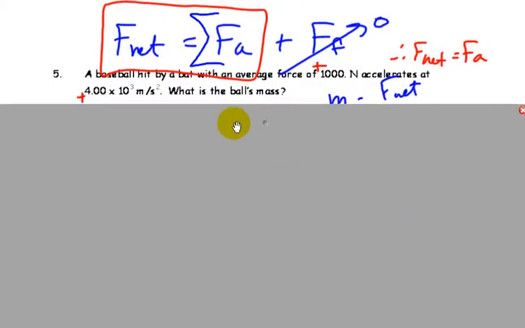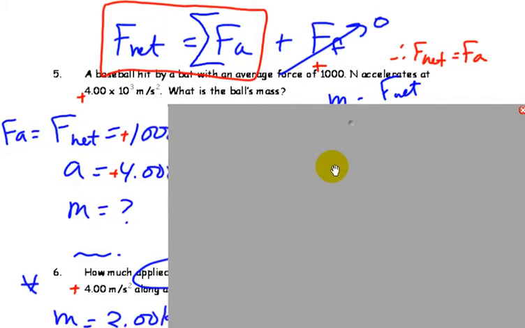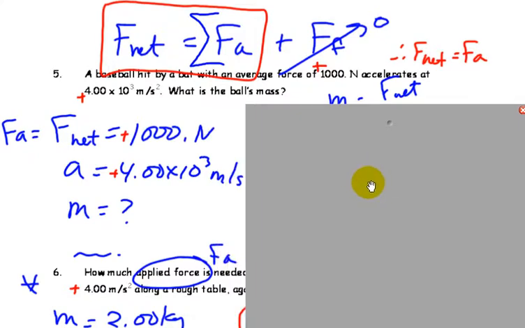Okay, if you're looking at this one, a baseball is hit by a bat with an average force of plus 1,000. newtons, and that decimal place is there, if you recall, just so that there are 4 sig figs. It accelerates at plus 4.00 times 10 to the 3 meters per second squared. What's the ball's mass? So here's all the information we have. We know the net force, we know A, and we want m.